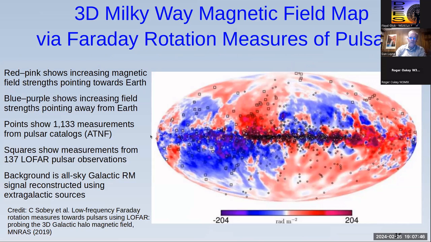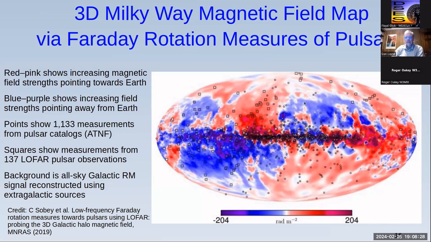The little circles, the points, are 1,100 measurements from ATNF, so these are pulsars where they just looked up the published value. And then the squares are measurements of 137 pulsar observations that LOFAR did, where they generated new values. They also refined previous values. LOFAR is a low frequency interferometer in the Netherlands, so they focus on lower frequencies, down in the 50 to 100, 200 megahertz region, where they operate, I believe. But they generated this map with some of their data and with the catalog data.